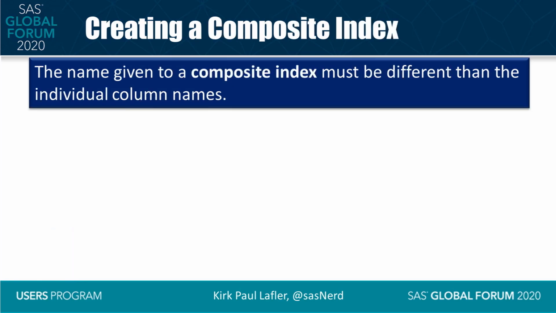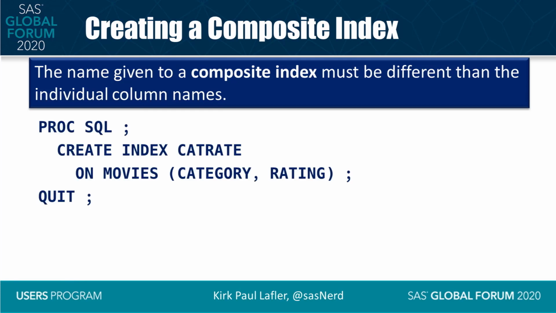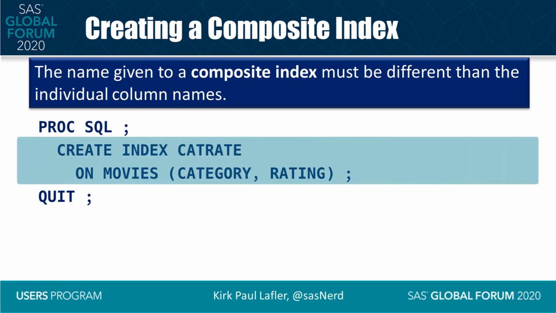How about creating a composite index? The name given to a composite index must be different than the individual column names. Following the syntax from our simple index, we can use SQL to create an index. In this case, we want to create an index on the movies table or data set for category as our primary variable and our secondary variable rating. So we're going to have to create a user-assigned index name, and the name we're going to assign it is cat rate.